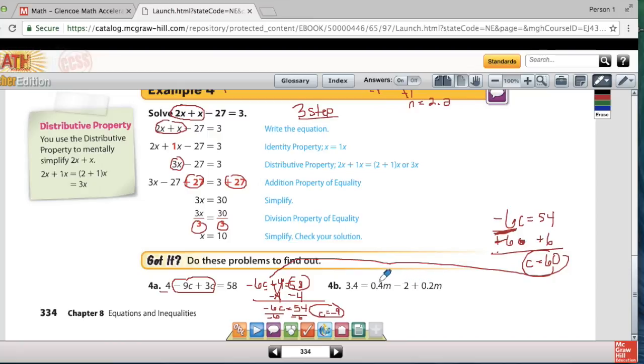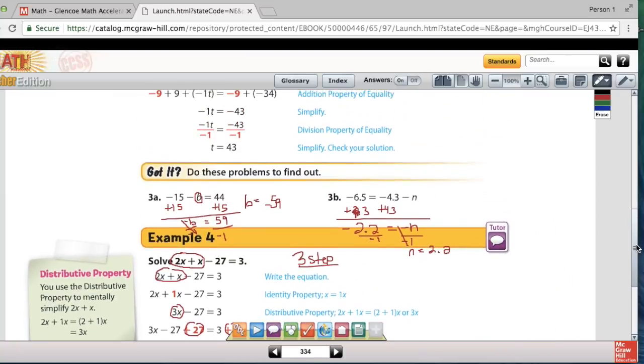In 4b, we have 0.4m and 0.2m, which is 0.6m, minus 2 equals 3.4. Plus 2 plus 2, we get 0.6m equals 5.4. Divided by 0.6, divided by 0.6. That's the same thing as taking 54 divided by 6 if I move those decimals over. So m is equal to 9.